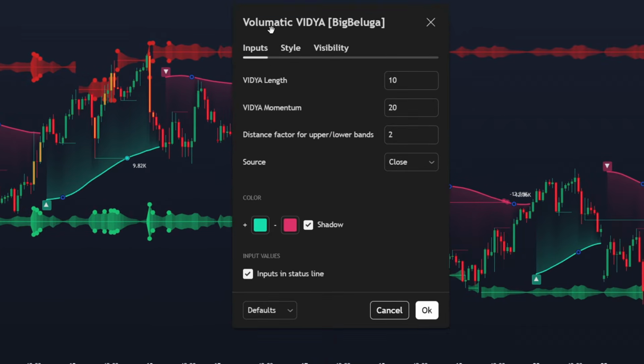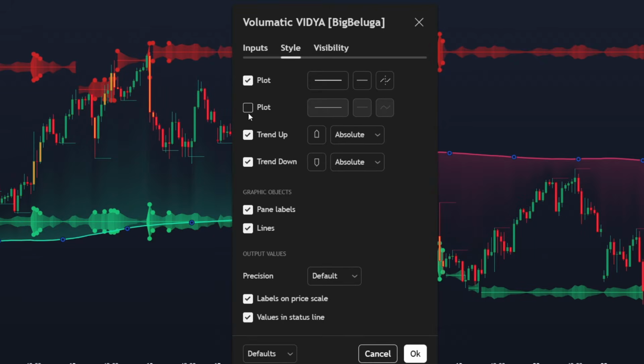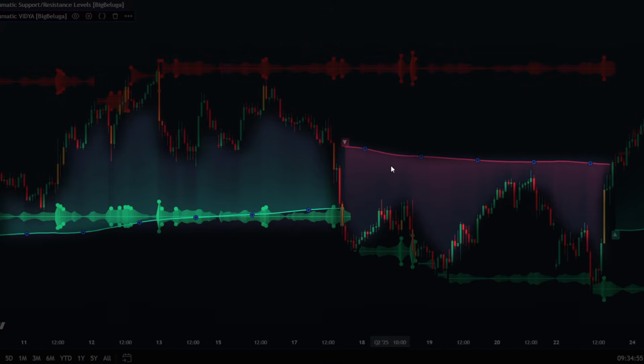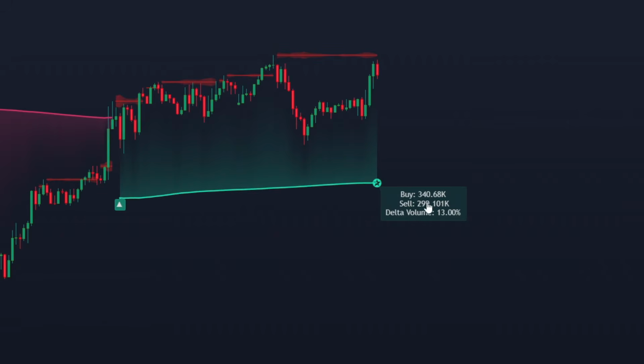Open the settings. In the settings, set length to 100, leave momentum at 20. Then in the Style tab, keep only the first plot on and turn off the second plot and the lines. This will give you a big colored trend cloud, green for bullish, red for bearish, plus a data panel that shows buy volume, sell volume, and delta volume. Delta volume is the percentage difference between buying and selling volume, and we'll use it to confirm strength.